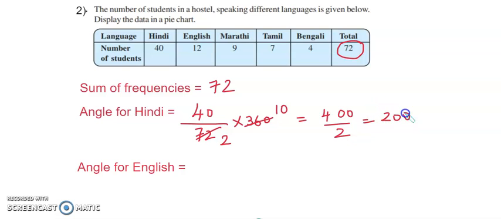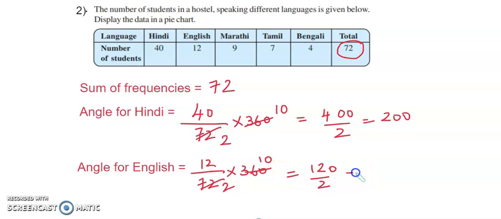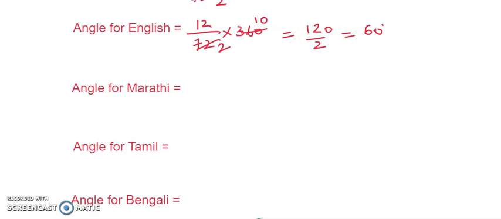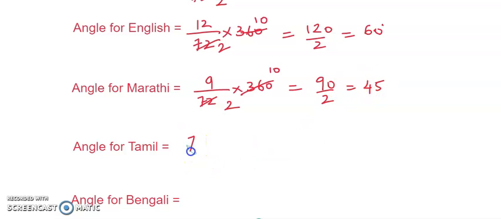Which is 200. Okay, next is 12 divided by 72 multiplied by 360. 2s are 10s, sorry, 10. So 120 divided by 2, which is 60. Right? Next is 9, then 7 and 4. So 9 over 72, 10 times, 2 times. So 90 divided by 2, 45.